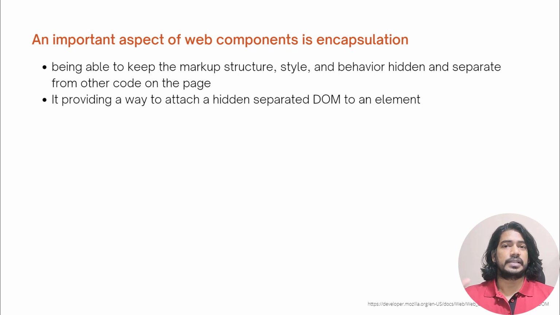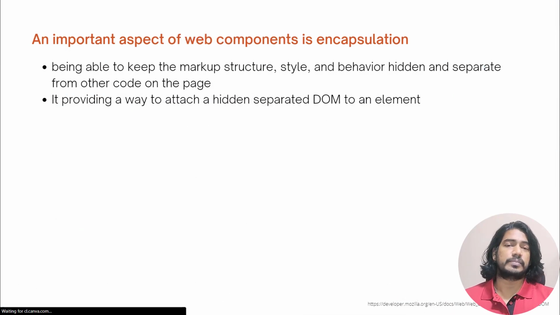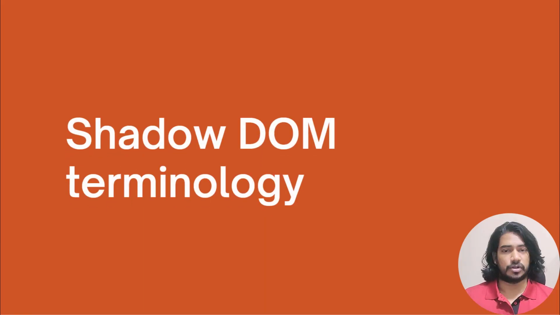For example, let's say that we have a paragraph element where the text is in red color. But we want some part of the DOM where I don't want to inherit the styles or whatever JavaScript file I have from my parent document. So I want to create a separate DOM within the DOM, and we can achieve that with the help of shadow DOM. Before getting into the implementation, we have to learn a few terminologies.